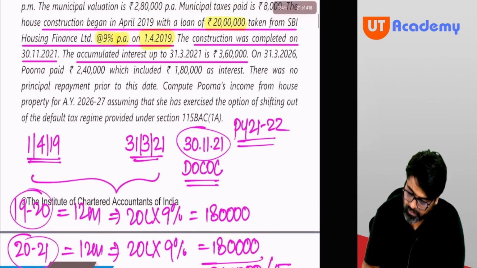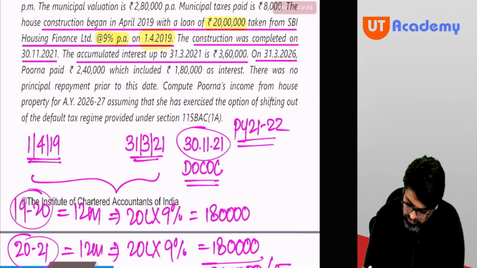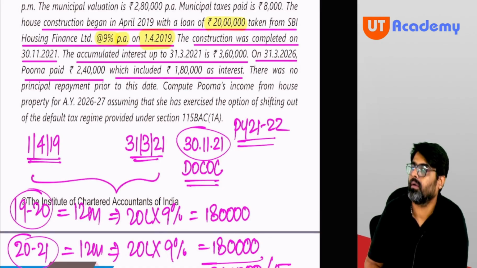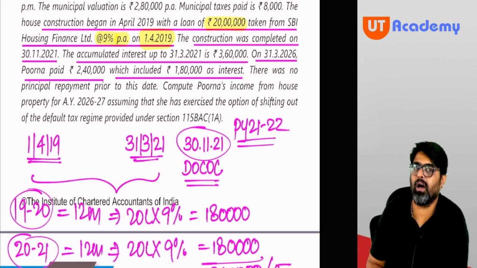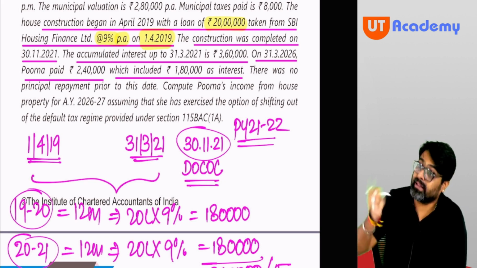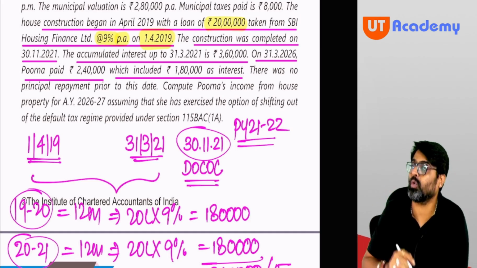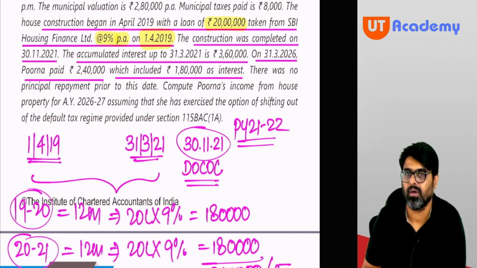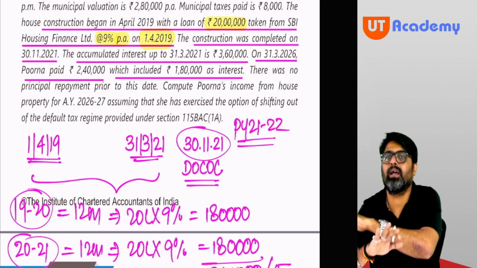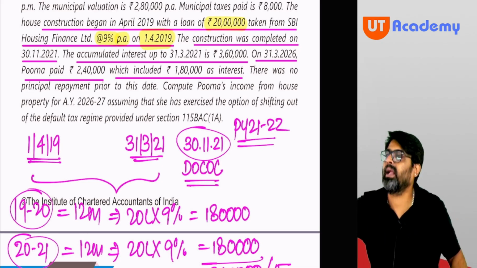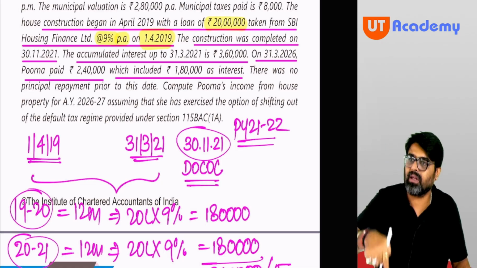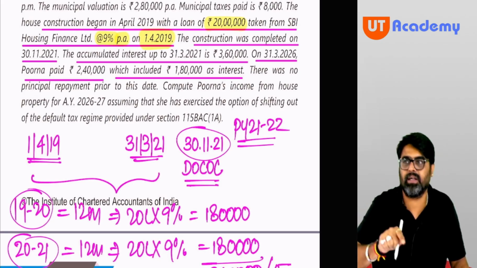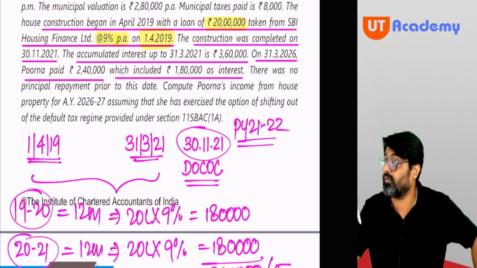So tell me, on 31st March 2026, Purna paid how much? Which included 1,80,000 as what? So meaning that normal interest for this year will be how much? 1,80,000. In that I will add what? 72,000, fifth installment. Yes or no? And after this year, the entire pre-construction interest is over. So from next year onwards, only the normal interest will be allowed. Pre-construction interest will not be allowed, because this is the last year. 25-26 is the last year in which the pre-construction interest will be claimed. Fifth installment. Yes or no?